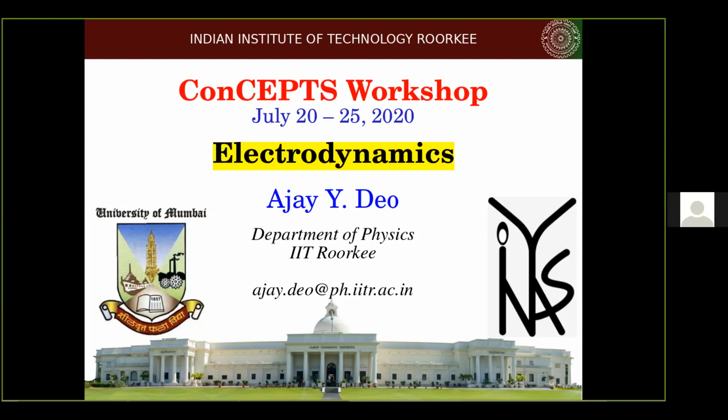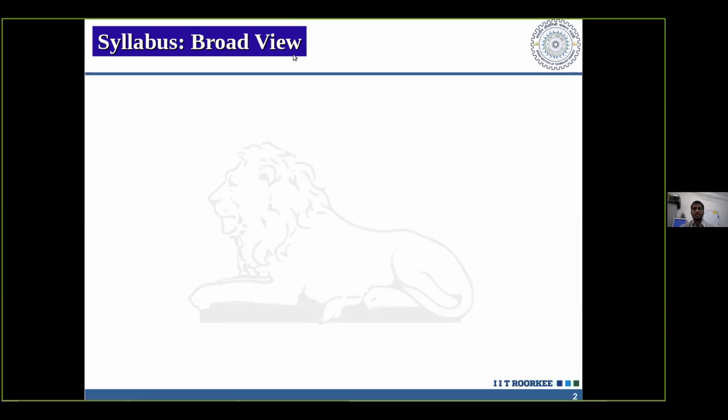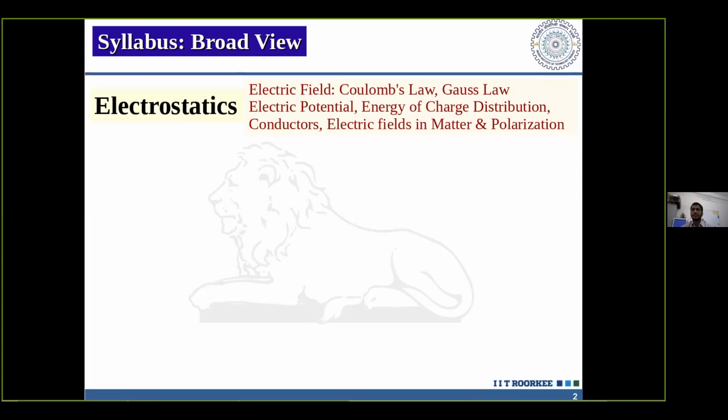So initially I will just discuss a broad view of the syllabus. I am not going to go into all the details of the syllabus, but this is just to give you a broad idea. So broadly, this is classified in three categories. One is electrostatics, then magnetostatics and electrodynamics. So in statics, we study electric fields. When we talk about electric field, one can calculate it using Coulomb's law or Gauss law. These are not the only two methods. There are other methods as well, which you can use if you need. But mainly we talk about Coulomb's law and Gauss law, and then electric potential, energy of charge distribution, conductors, electric fields in matter, and polarization. So this is only for electrostatics.